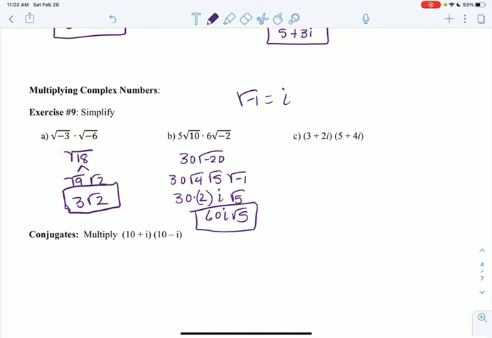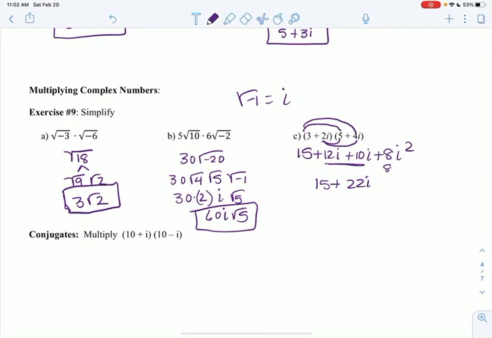Let's try one where we have to FOIL. So 3 times 5 is 15. 3 times 4i is 12i. 2i times 5 is 10i. And 2i times 4i is 8i squared. I always get 4 terms, and I can combine those middle terms together. So I have 15 plus 22i, and then remember, i squared is negative 1. So this is just really 8 times negative 1, which is negative 8. I can combine the 15 and the negative 8 together, and I get 7 plus 22i.